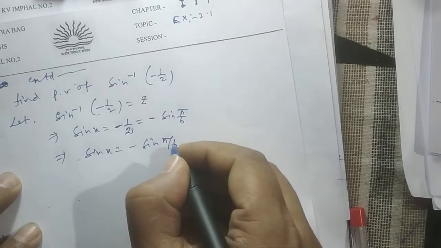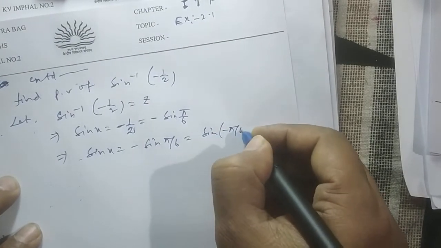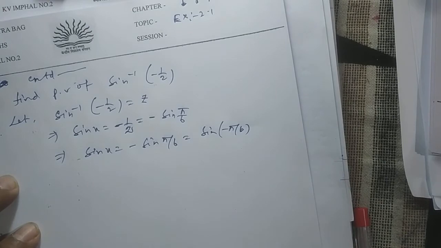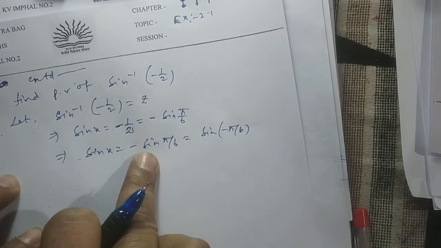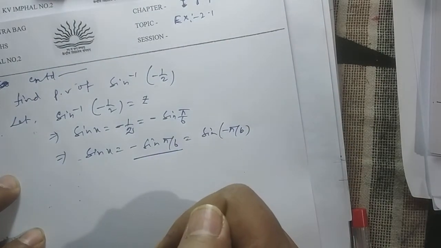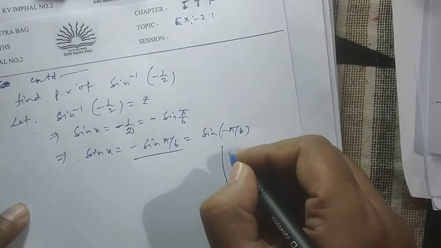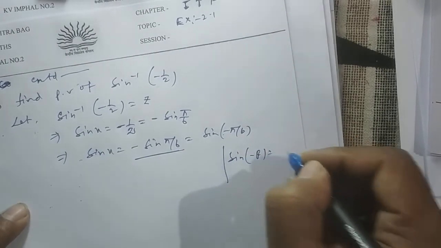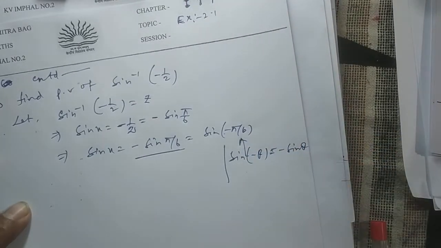Now this minus sin pi by 6 can be managed as sin of minus pi by 6. Understood? Again I am saying, ultimately we have got sin z equal to minus sin pi by 6, and this minus sin pi by 6 can be managed as sin of minus pi by 6, because you know sin of minus theta is minus sin theta, correct? By using this formula.